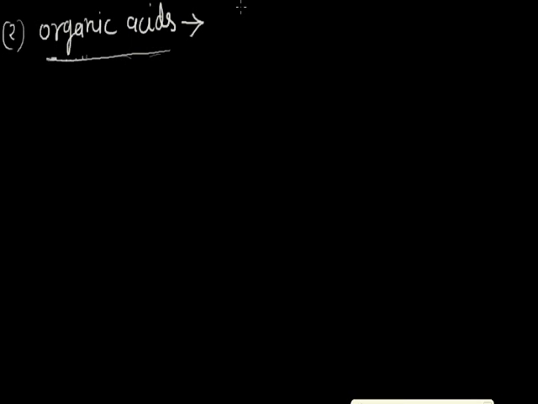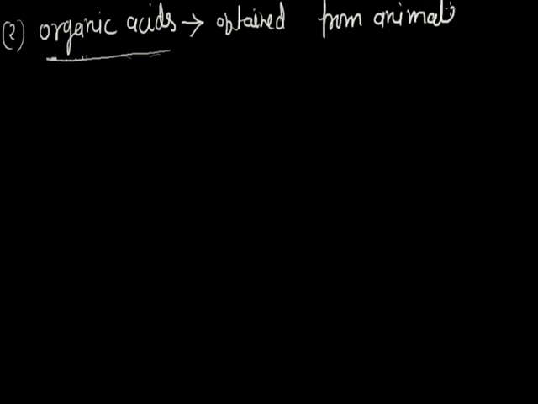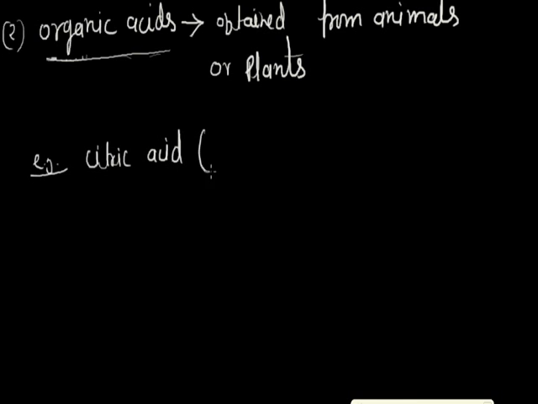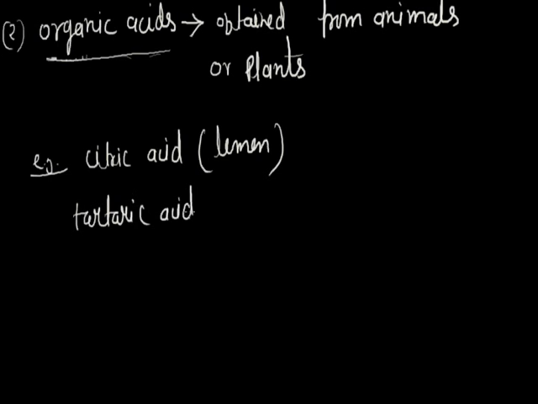Now the second type of acid is organic acids. Organic acids necessarily contain a carbon atom. These acids are obtained from either animals or plants. For example, citric acid is found in lemon. Second is tartaric acid, it is found in tamarind.